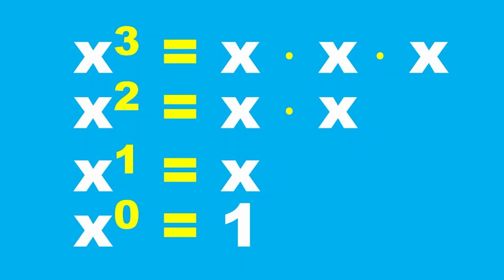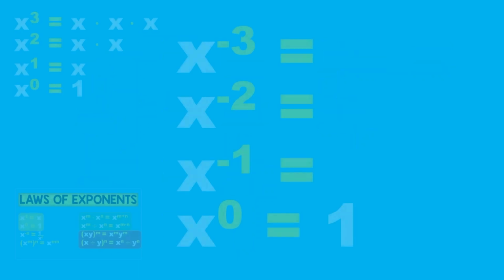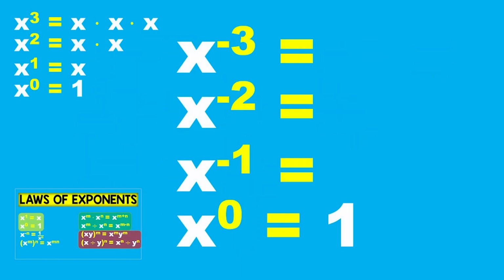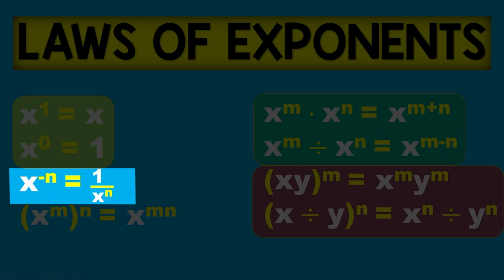But exponents can also take the value of negative integers. So how are we supposed to multiply x by itself negative number of times? Thankfully, our next law has got us covered. X to the power of negative n is equal to 1 over x to the power of positive n. That's our next law.